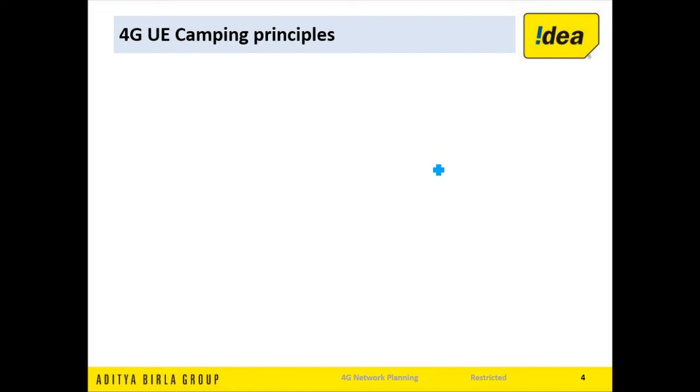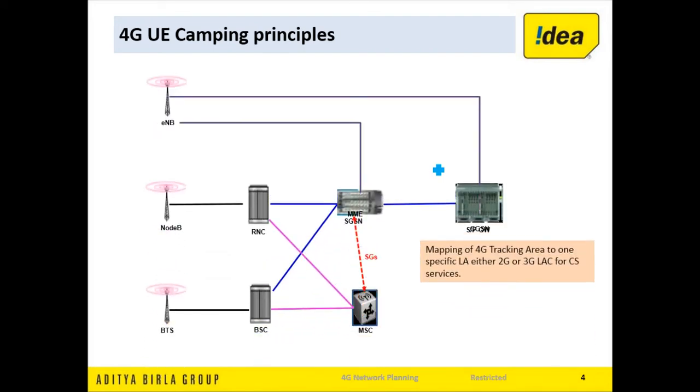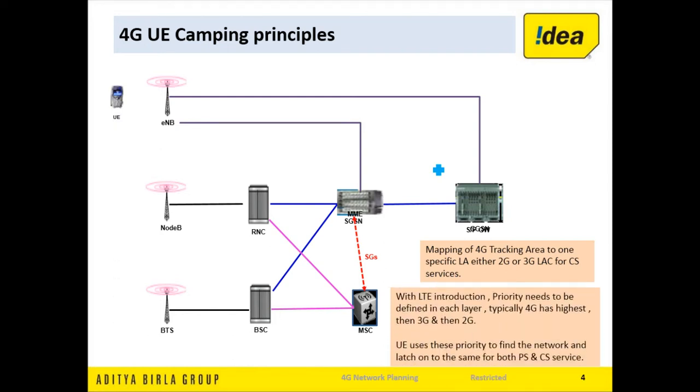Now let's look at the idle mode principles. The previous one was when the UE was already in a 4G network and it was in a call or it receives a call. Now let's look at where a 4G UE will normally camp on. So this is the usual architecture which was there.